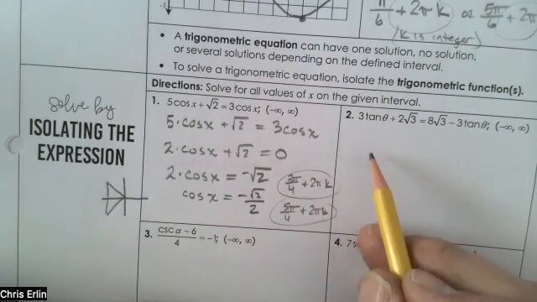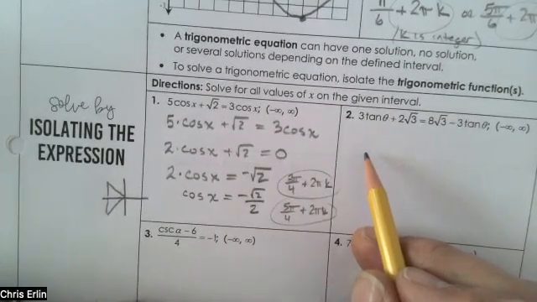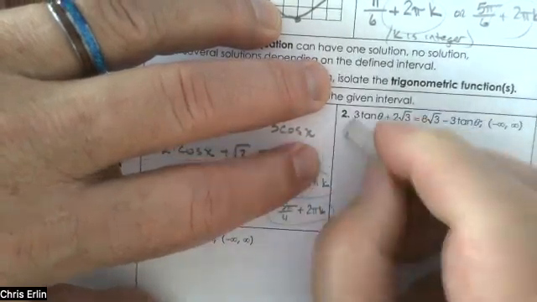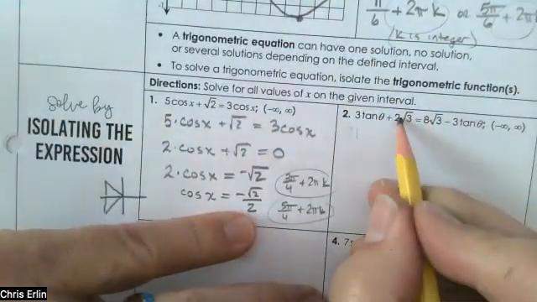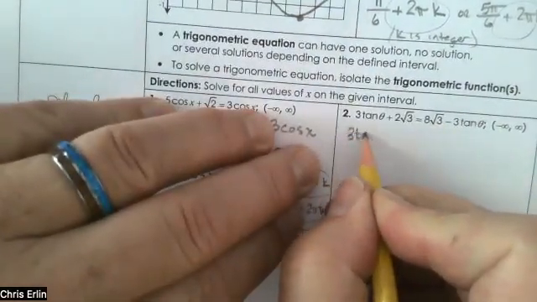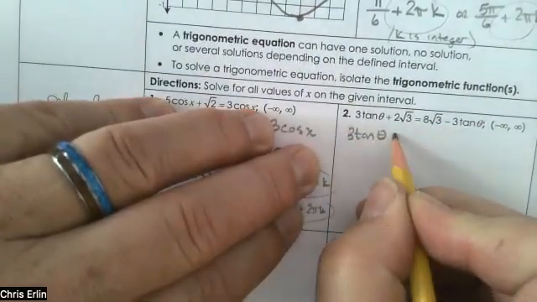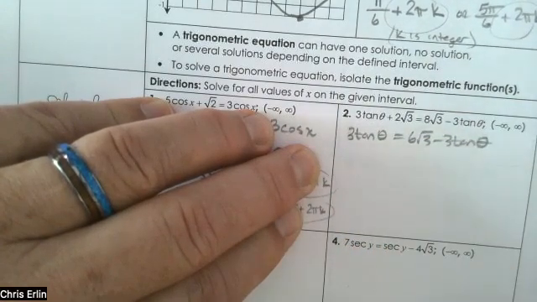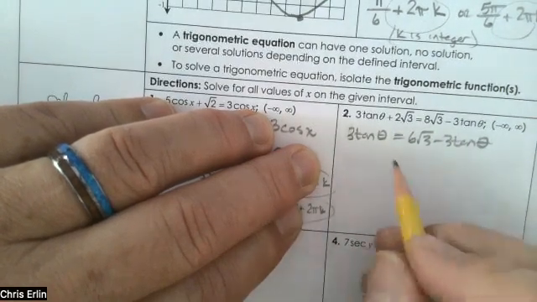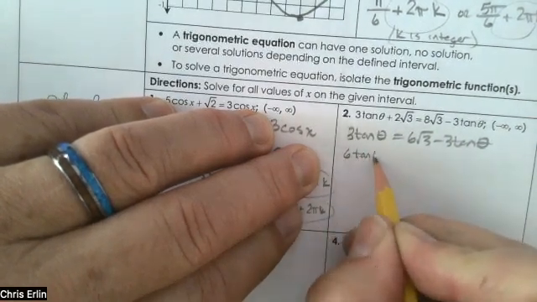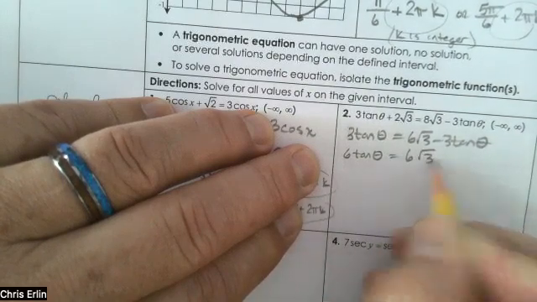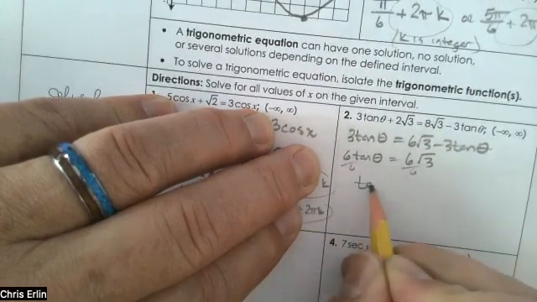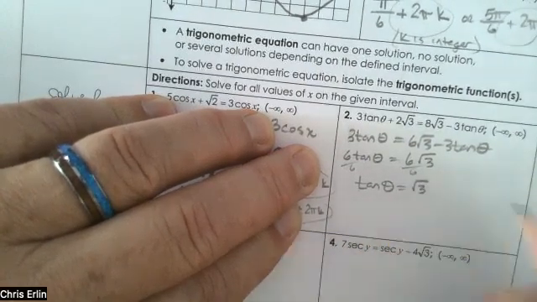All right, what about this one? Subtract 2 root 3 from both sides. Okay, so 3 tan theta equals 6 root 3 minus 3 tan theta. Add 3 tan theta gives me 6 tan theta equals 6 root 3. Divide by 6. tan theta is equal to root 3.